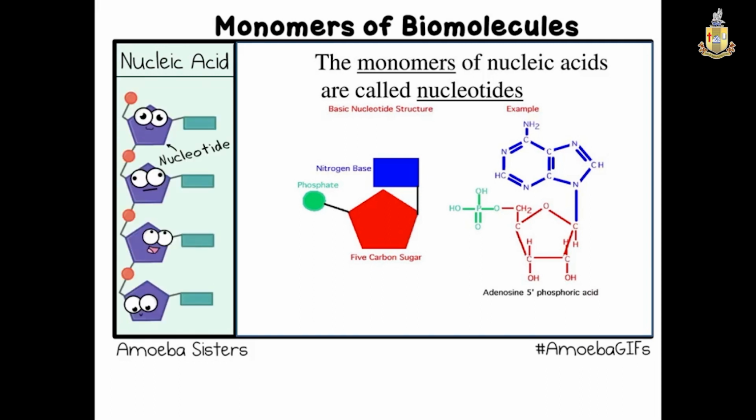Here is given the basic structure of a nucleotide, which contains 3 chemical units such as nitrogen base, phosphate and 5-carbon sugar. For example, the molecular structure of ADP is given here.